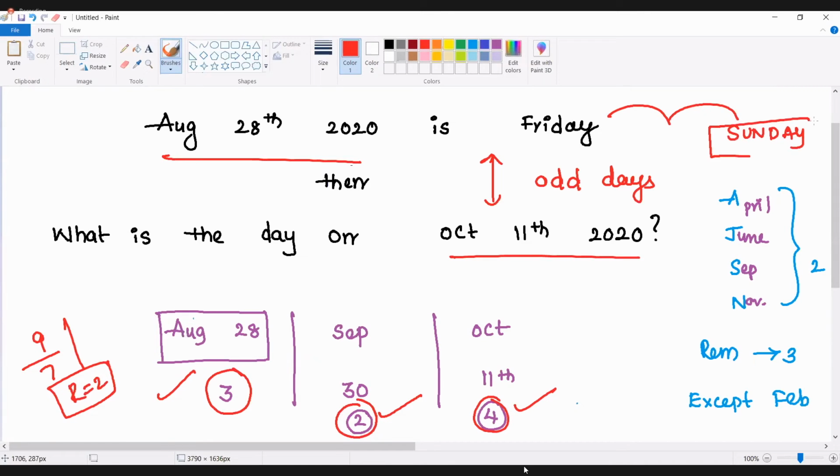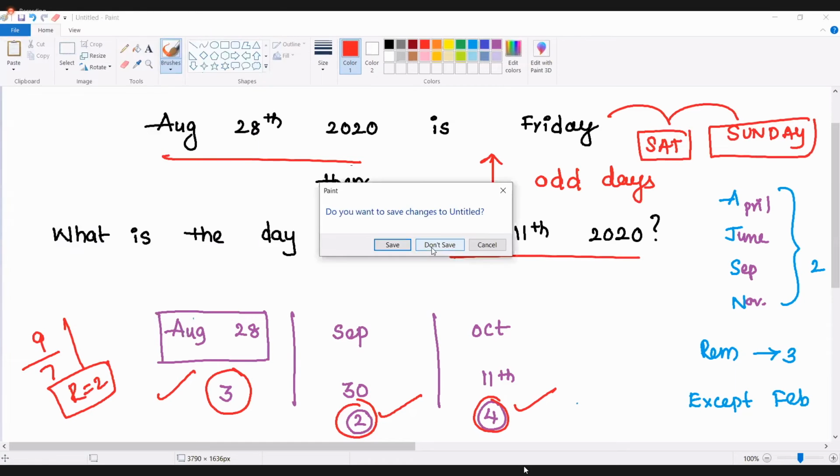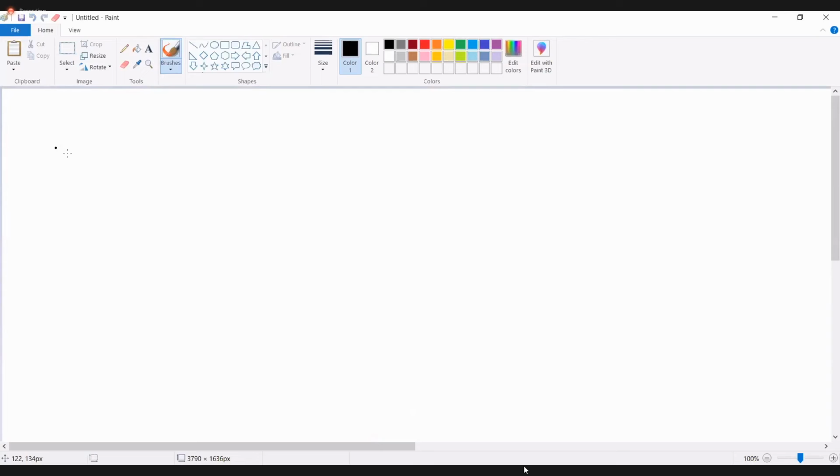So that's how you can proceed with the solution of the question. What you need to do is just go with the odd days calculation. September is having 30 days. Let me take one more example just for getting more clarity on your solution. So I am taking one more example.